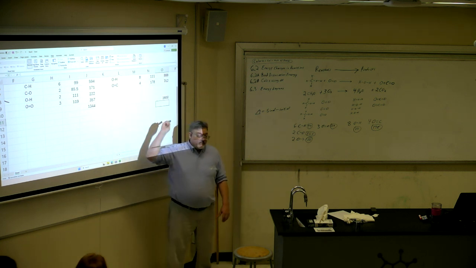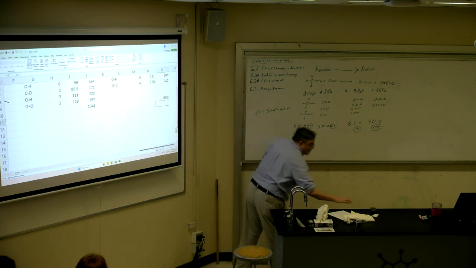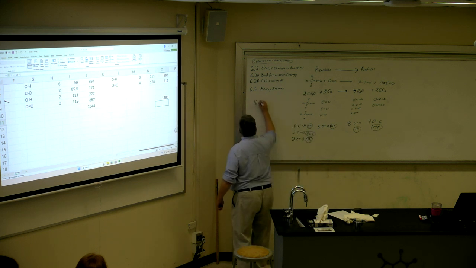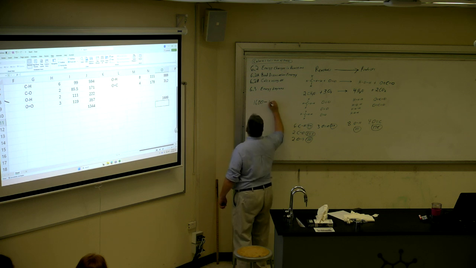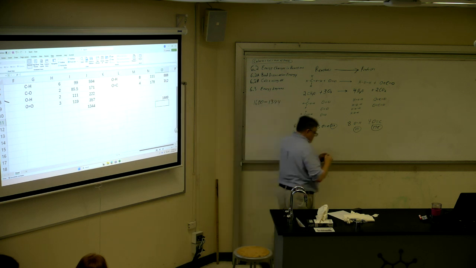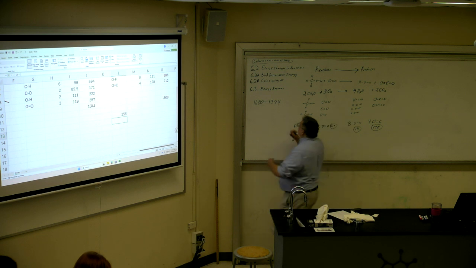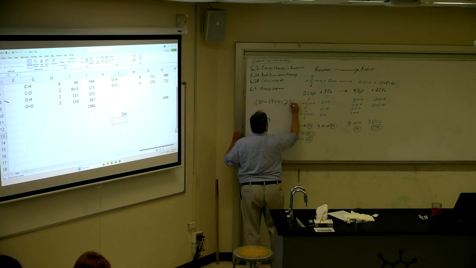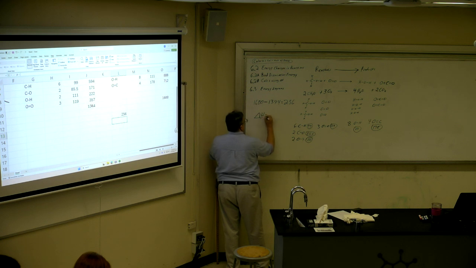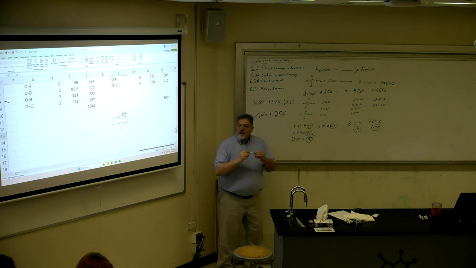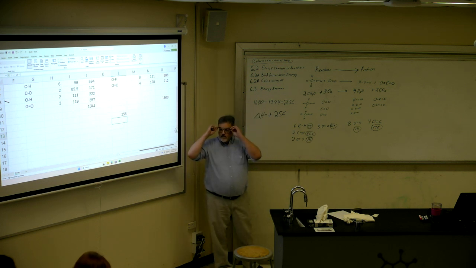This is initial, this is final. We want to do final minus initial. 1,600 minus initial, and that equals this minus this, 256. That means delta H equals positive 256.